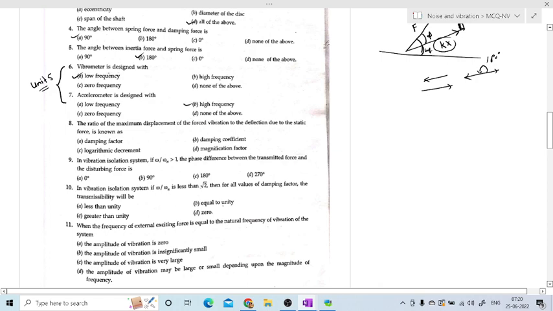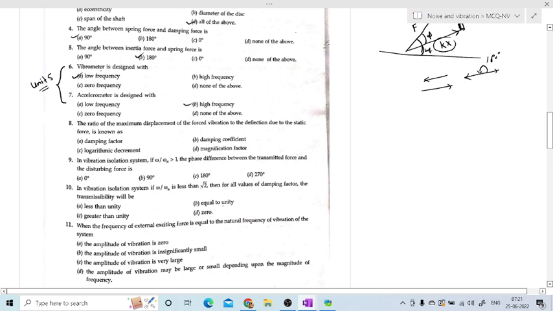See, in vibrometer we measure the amplitude. So to measure the amplitude, your system should have low frequency, so that you will get the maximum displacement. And in accelerometer, to measure the acceleration, your system should have high frequency, so that whatever displacement you get will be proportional to the acceleration. Just keep in mind that amplitude measuring seismometers have low frequency, and acceleration measuring seismometers have high frequency.